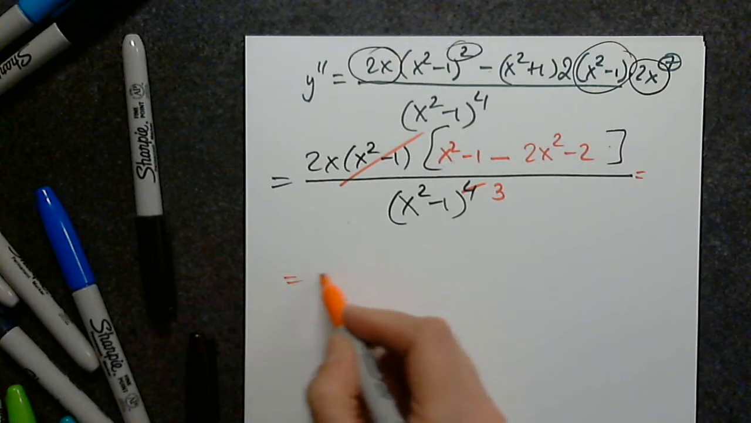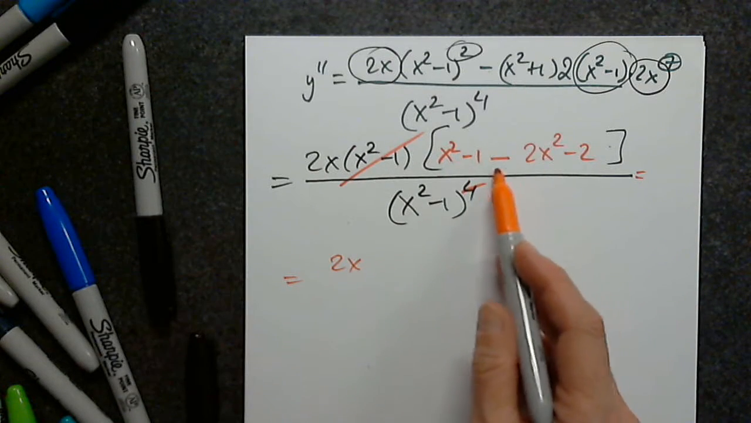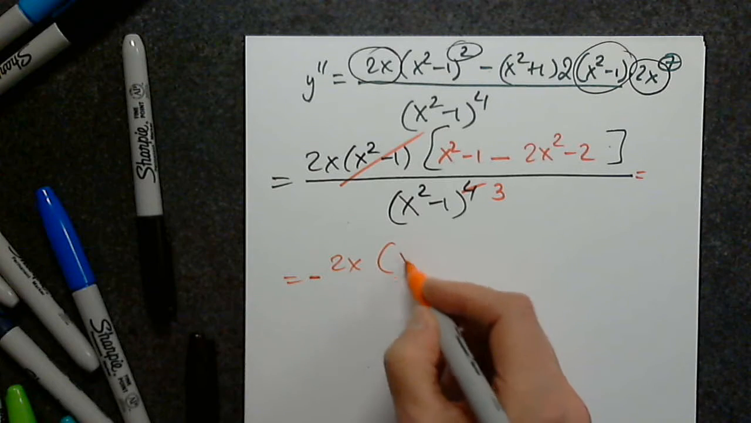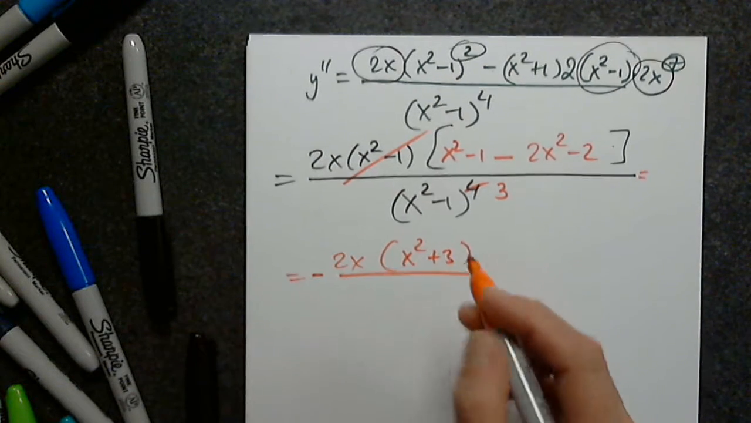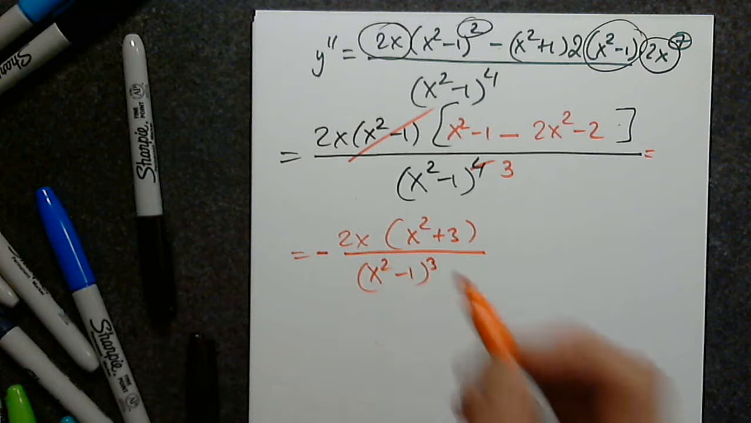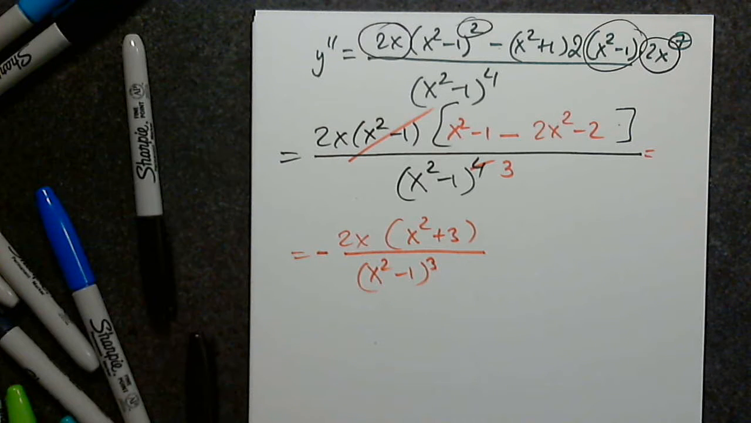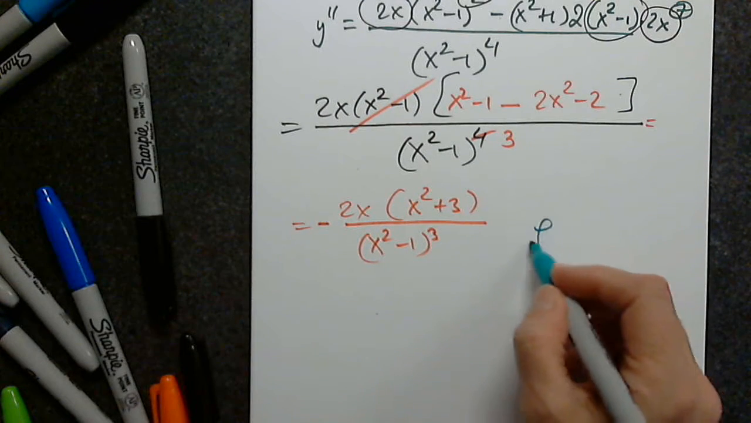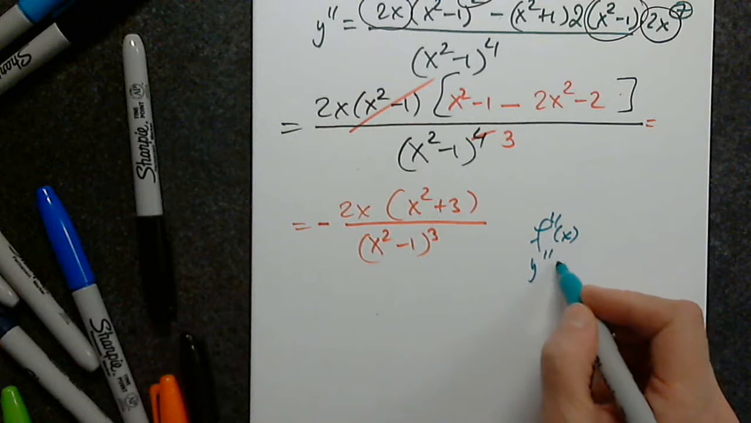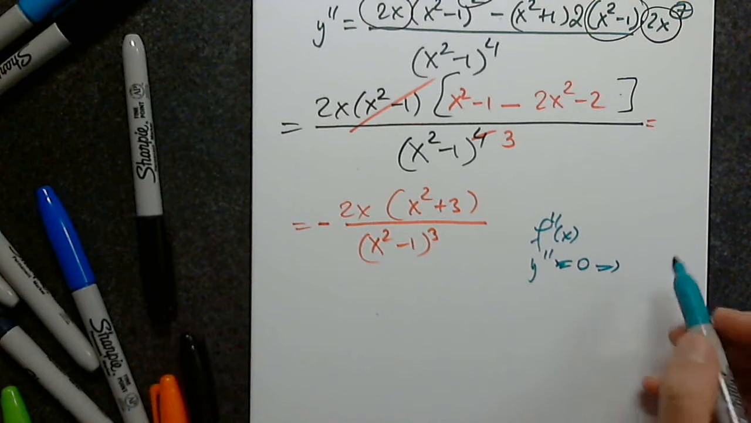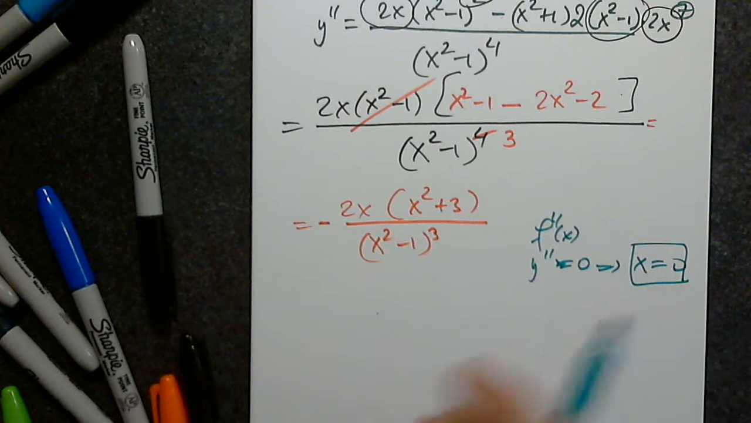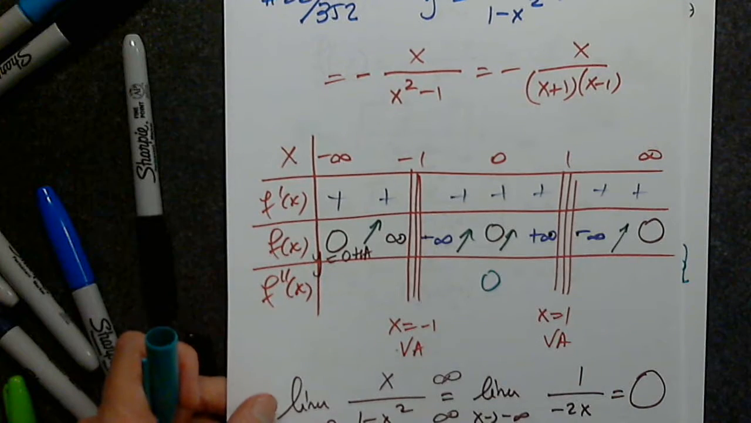So then I have 2x. In here I have negative x squared minus 3. So I'll put a minus outside. x squared plus 3 over x squared minus 1 to the third. So the top will have negative x squared minus 3, and I factor out negative 1, because I'm getting it ready for setting it equal to 0. So the second derivative, or y double prime, equals 0 results in only x equals 0. So back to the table, I will put 0 here.